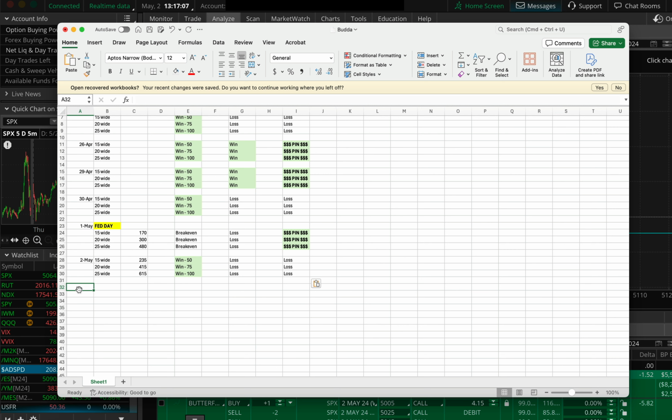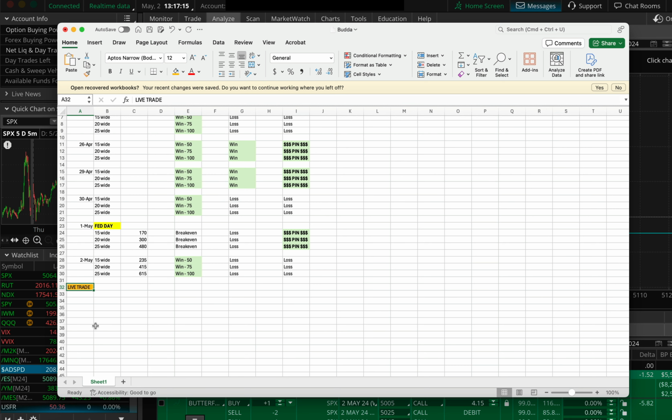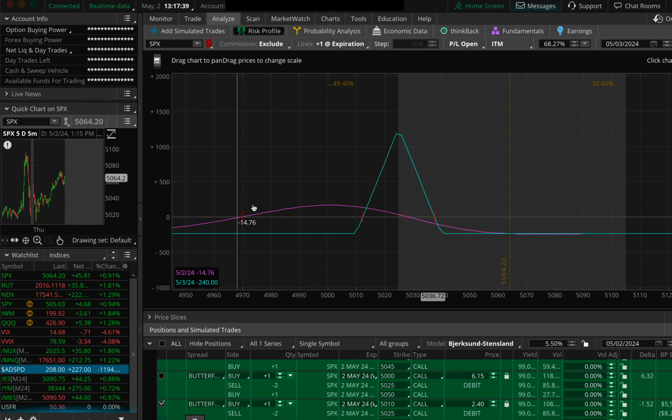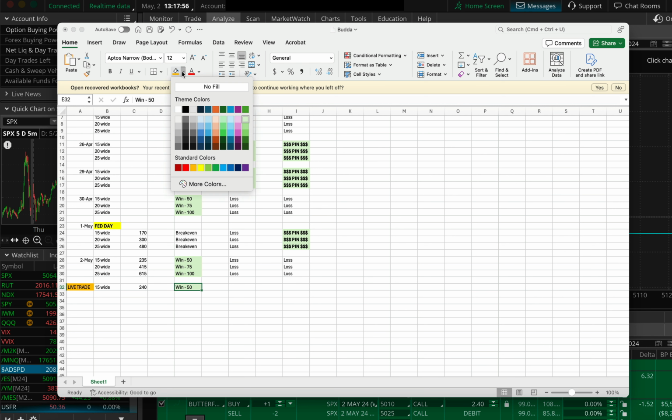And then down here, I'll make a note. I'll say live trade, and give it some kind of color too. Yeah, that's cool. Okay, and so this was a 15 wide. And the risk on that one, do we still have it? So here's the real trade that we took. The risk on this one was 240. And we took $50, so we'll say win 50. And let's make that some other color so we don't get them mixed up.